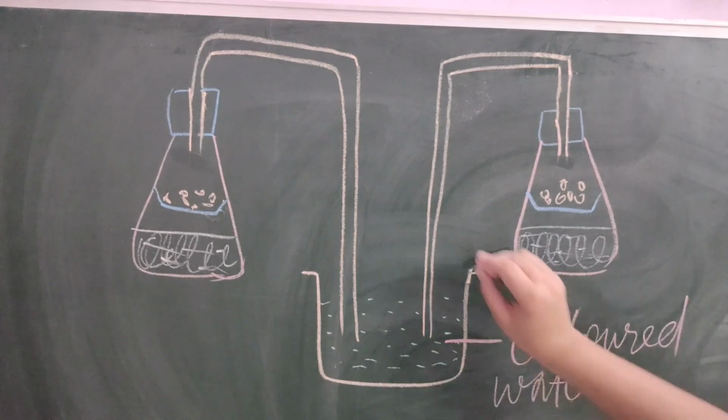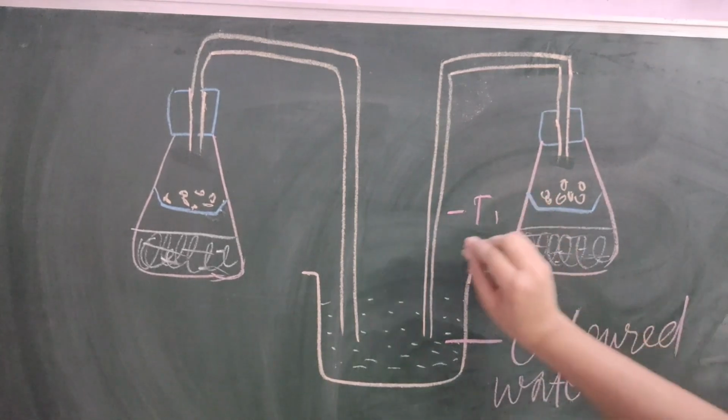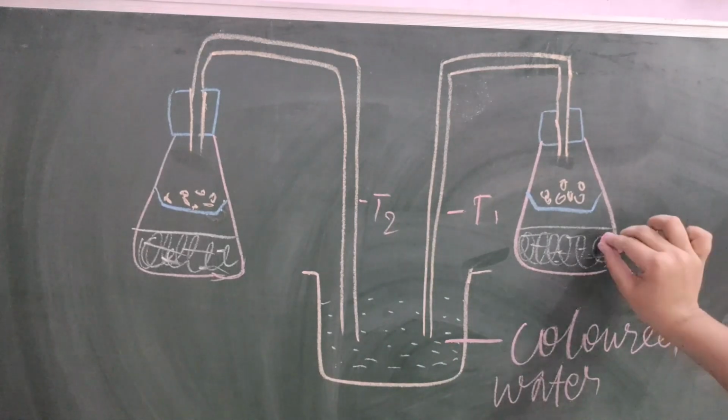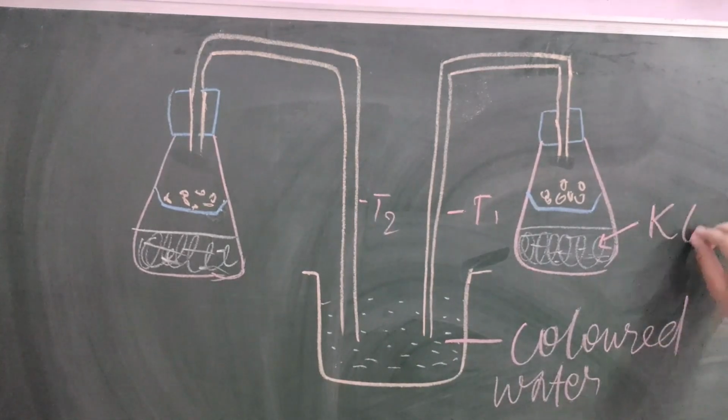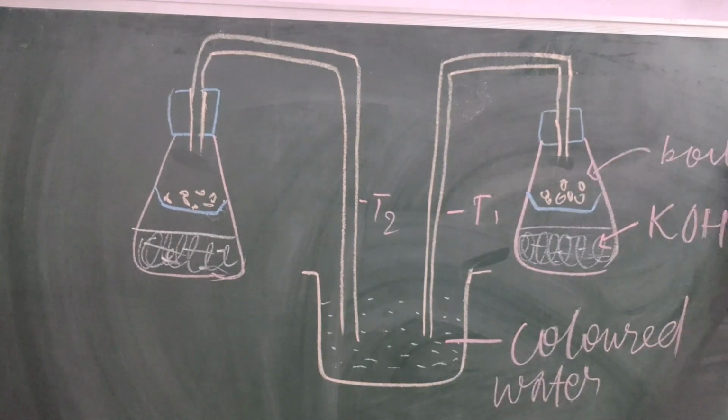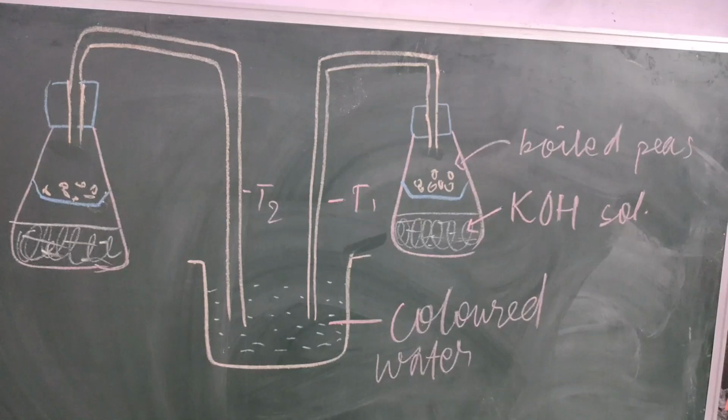Alright, next one, this is tube 1. This is tube 2. Next we can say that this is KOH solution, means potassium hydroxide. And these are boiled peas, which are soaked in disinfectant so that the bacteria, or say the anaerobic respiration by bacteria, cannot take place and CO2 will not be produced.